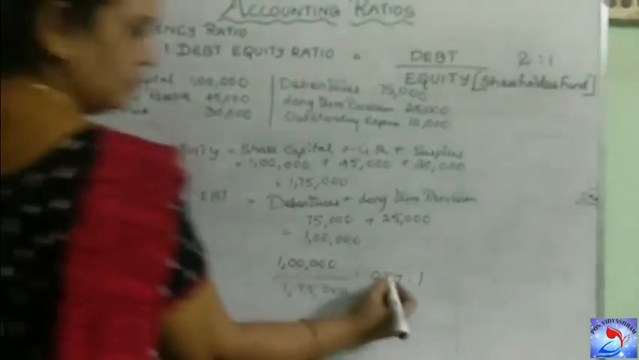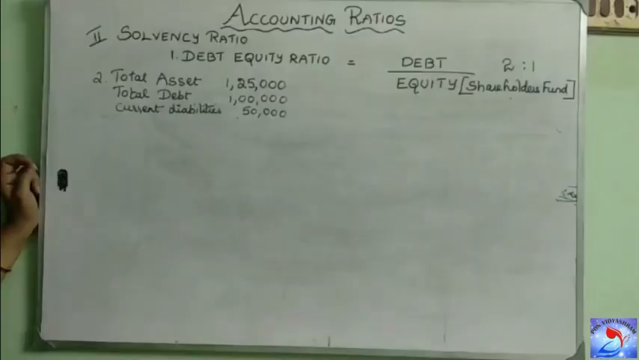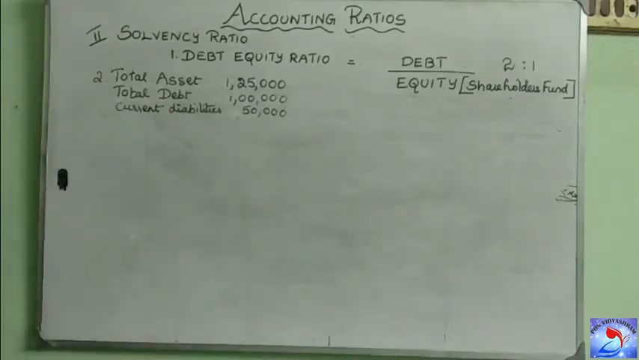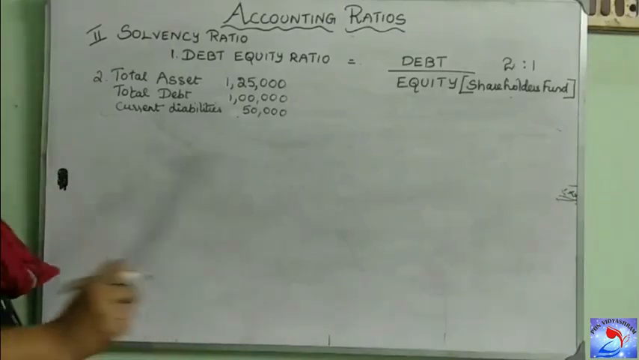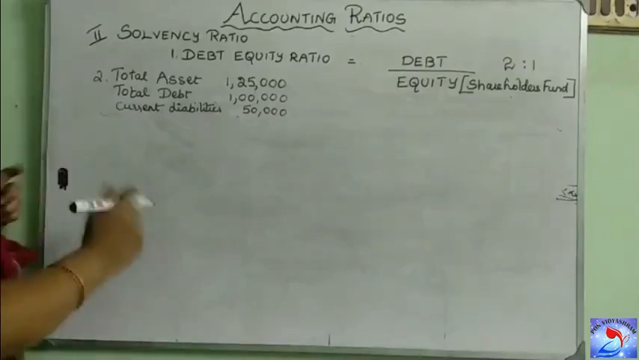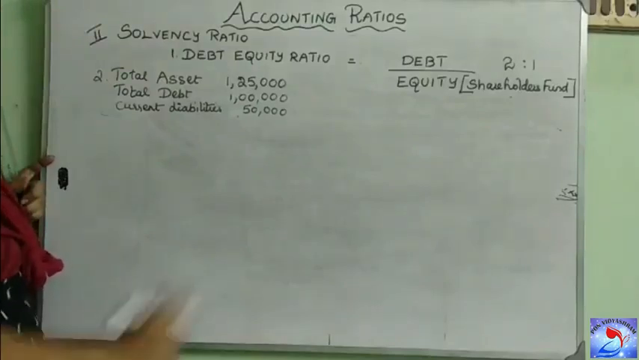So shall we go to the next problem, children? We have the second sum. In the second sum they have given you total asset 1,25,000, total debt is 1 lakh, current liabilities is 50,000. Now how to calculate it? First we have to take the debt. In debt, they have given you total debt.